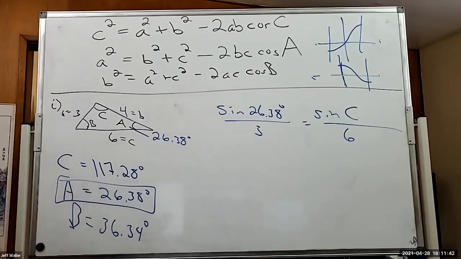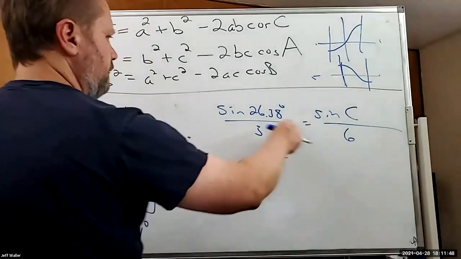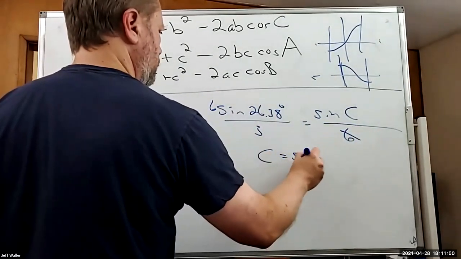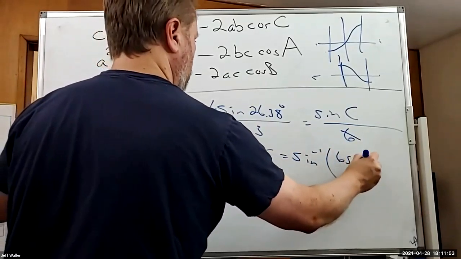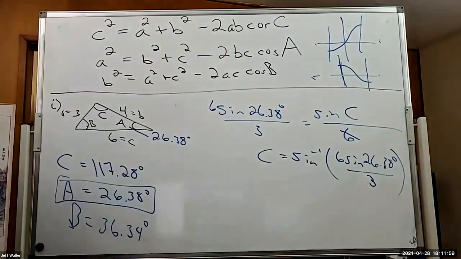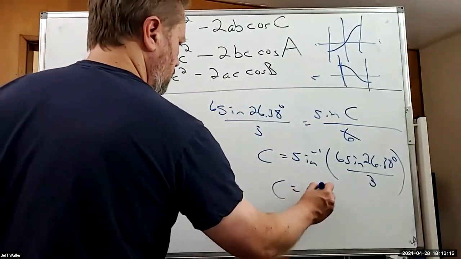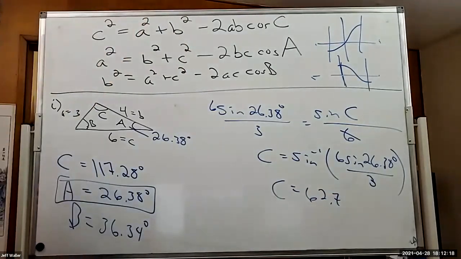Okay. What do you guys get for that? Anybody? So if you multiply 6 up, then you take the inverse sine. This is what you're going to plug in the calculator, right? So has anybody got that yet? Yeah, 62.7. Is that right? Is that what it's supposed to be?